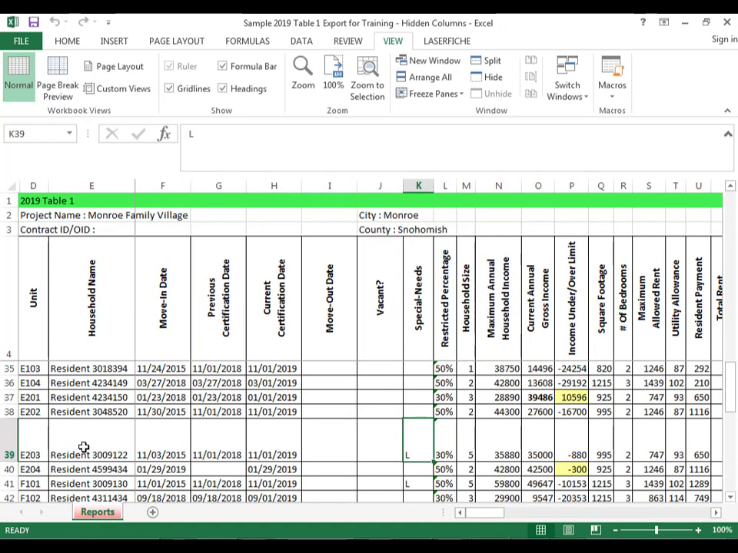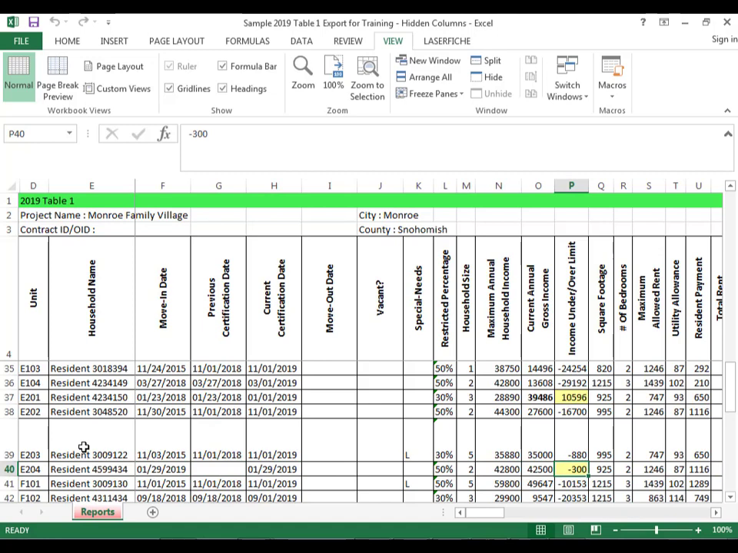Of course, now that means the property is short one large household, and you'd have to look through the rest of the Excel table and see if there's another household that could in fact be designated as a large household to make up for that difference. So that was E203. Moving to E204.